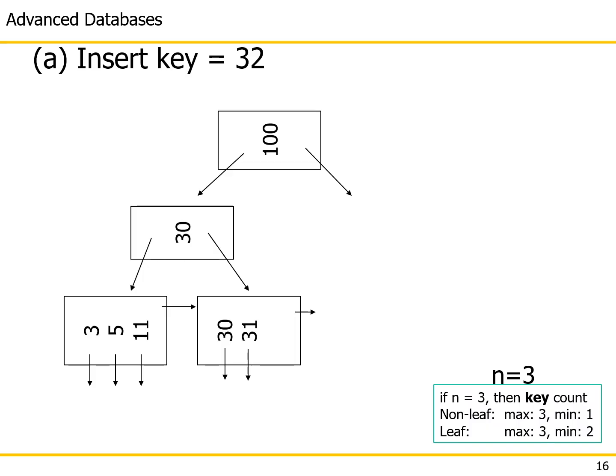Applying our formulas that we discussed earlier, we find that if n is equal to 3, then the key count, not the reference count, is what I'm using as my guide. The formulas you've seen before were actually for the reference count, which is key plus 1. But I'm just using here the key count, which appears at the bottom right of the screen. So for the non-leaf level, the maximum is 3, this is n, it's not changeable, and the minimum is 1. Okay? At the leaf level, the maximum is 3 and the minimum is 2.